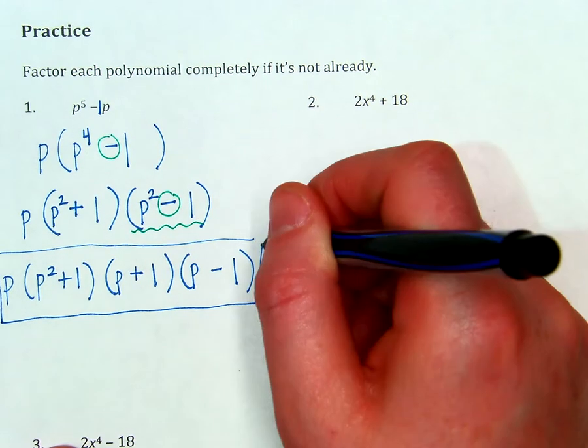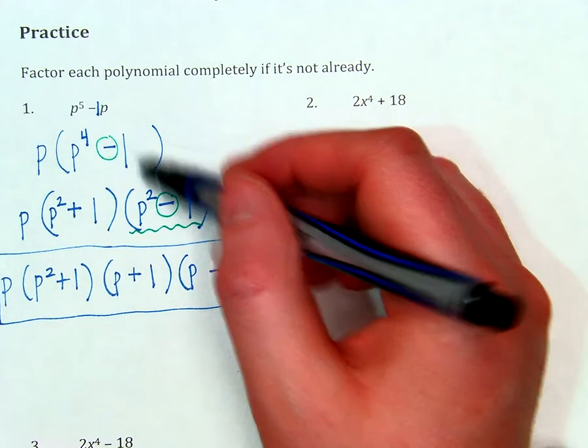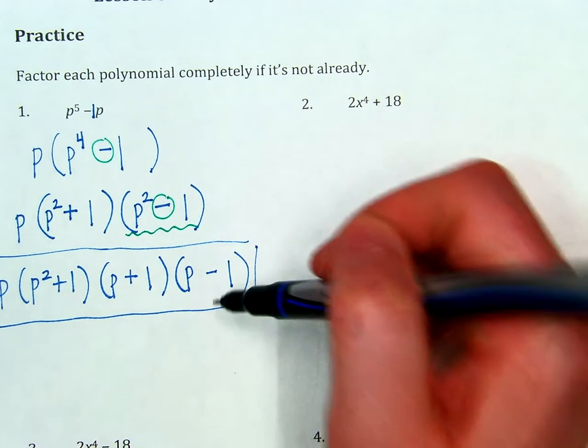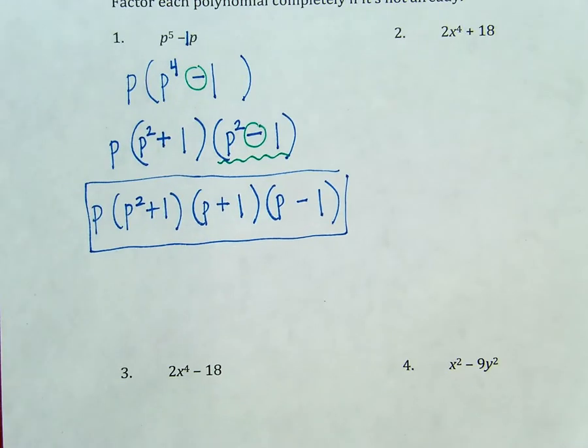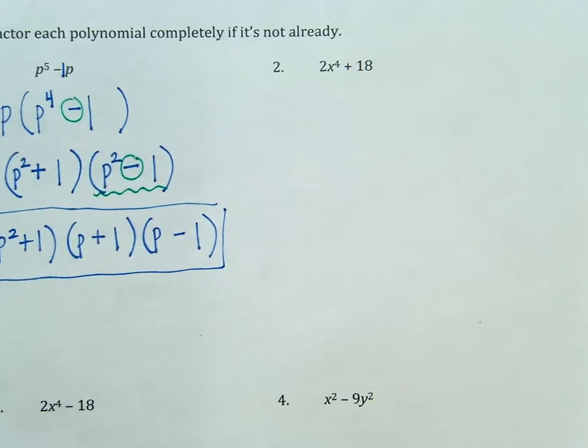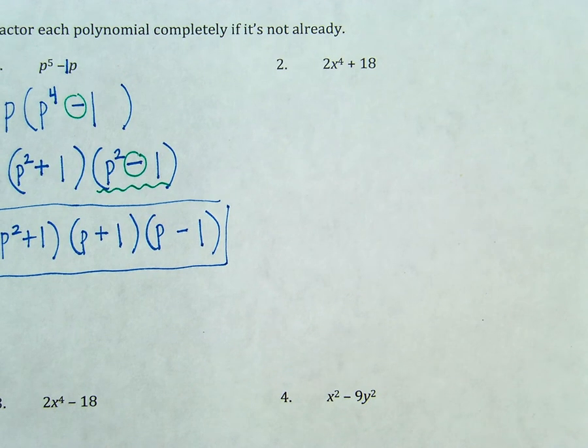So this one you had to factor the GCF out first. You had a difference of squares, and then you had another difference of squares at the end there. So that one was kind of a tough one. It was like a 3-stepper. If you take a look at the next problem, number 2, got to look for a GCF first.